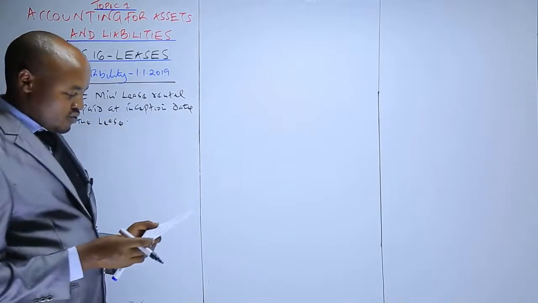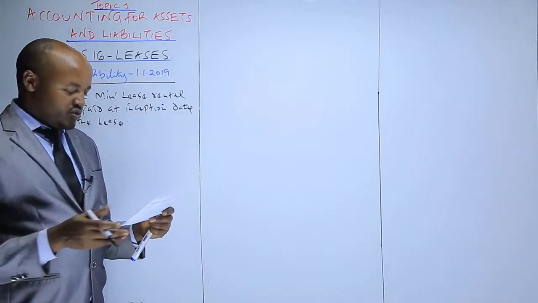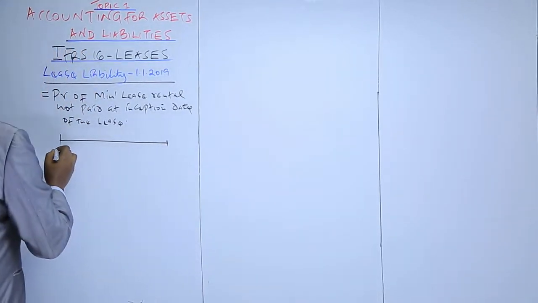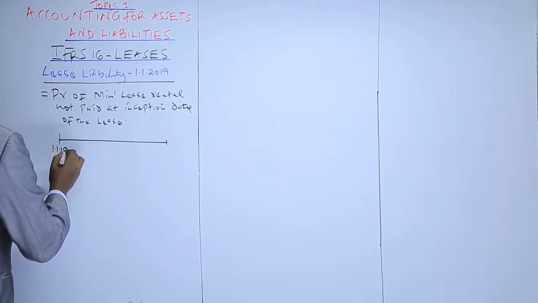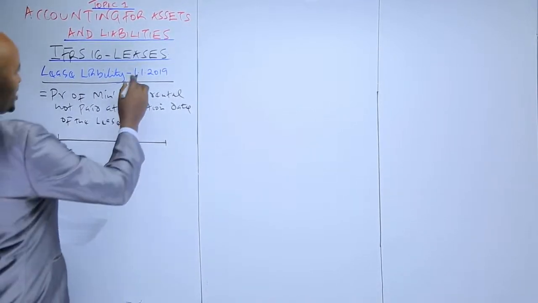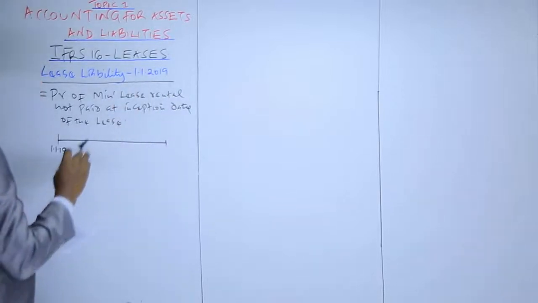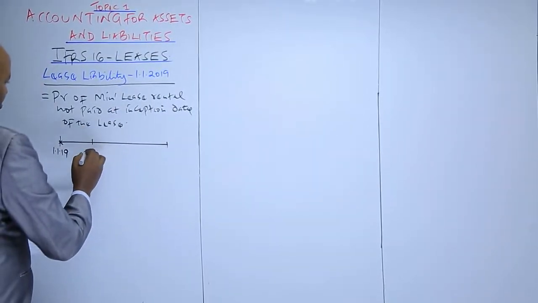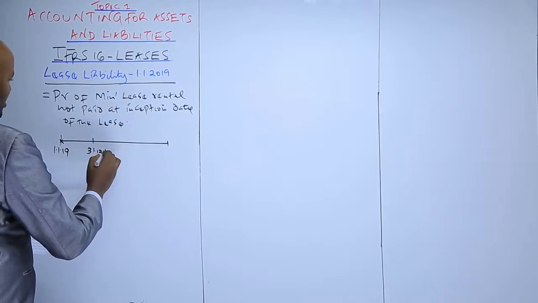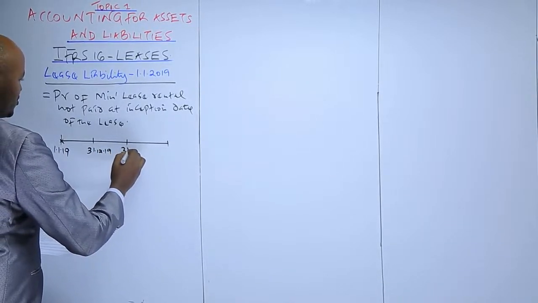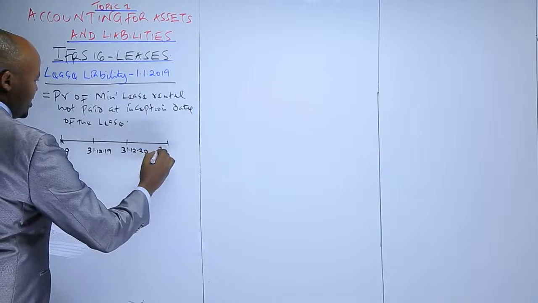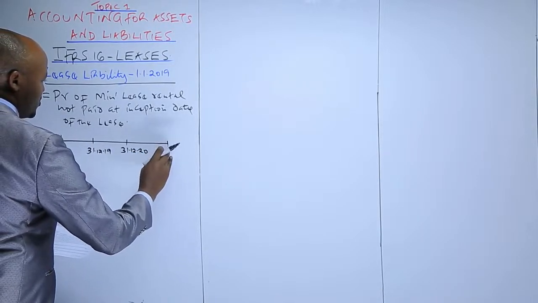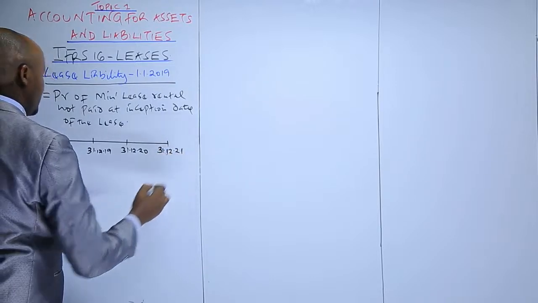So for us to be able to compute this, we have to understand what you're told in that particular question: that this particular lease commenced on 1st of January 2019. So 1st January 2019 is the inception date of the lease. It is the date when the lease commenced. And you're told the lease is for 3 years. The first year will end on 31st of December 2019, then 31st of December 2020, and 31st of December 2021.